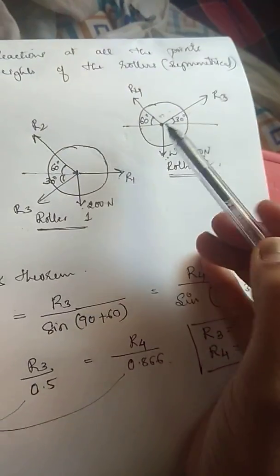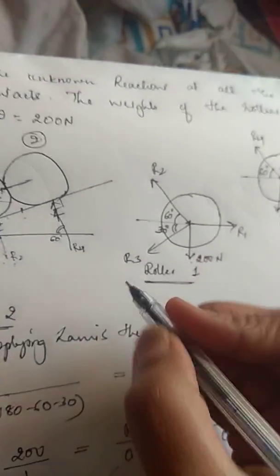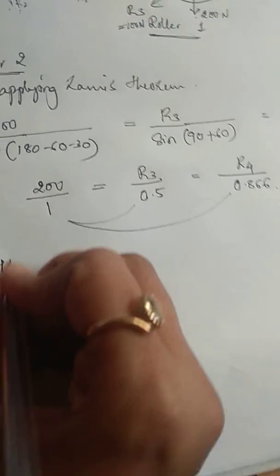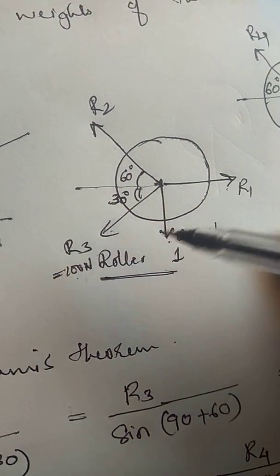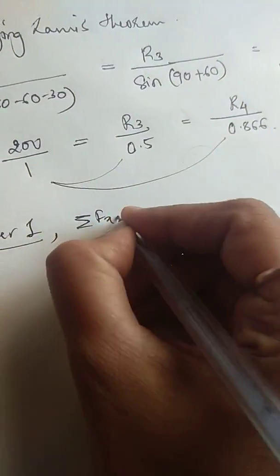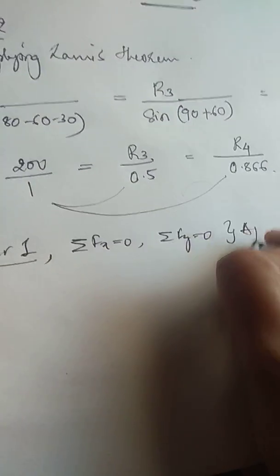Then we are done with these two. I have to go back; I got to know the value of R3. We found the value of R3 to be 100, so I'll make a note of this. This is becoming 100 newtons now, and R2 and R1 have to be found. So now I will go back to roller 1. I cannot apply Lami's theorem to roller 1 because I have 1, 2, 3, 4 forces. What we will do is go with the traditional approach, that is summation f of x equal to 0 and summation f of y equal to 0, that is, apply conditions of equilibrium.